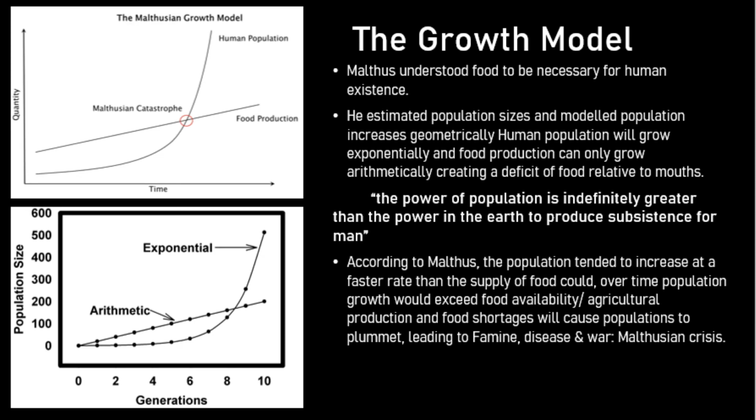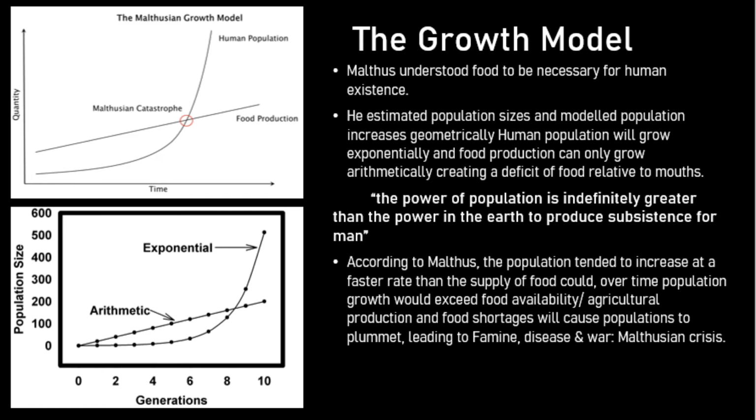Malthus understood food to be necessary for human existence. He estimated population sizes and modeled population increases geometrically. He understood that the human population would grow exponentially and that food production could only grow arithmetically, creating a deficit of food relative to mouths. He said, "The power of population is indefinitely greater than the power in the earth to produce subsistence for man."